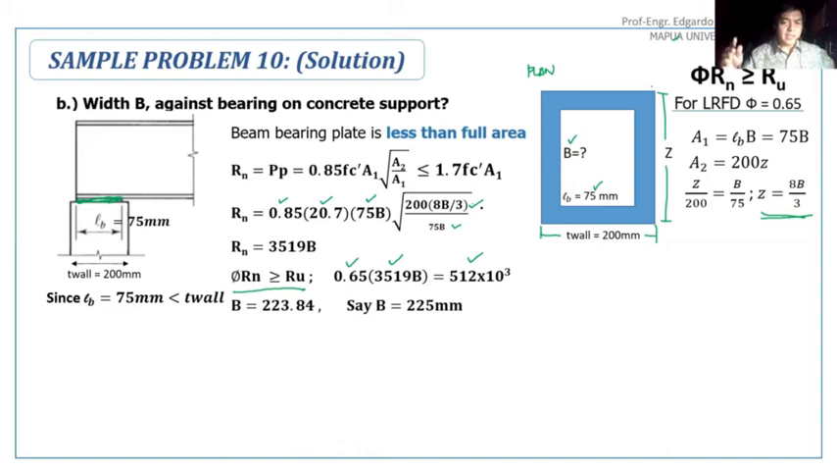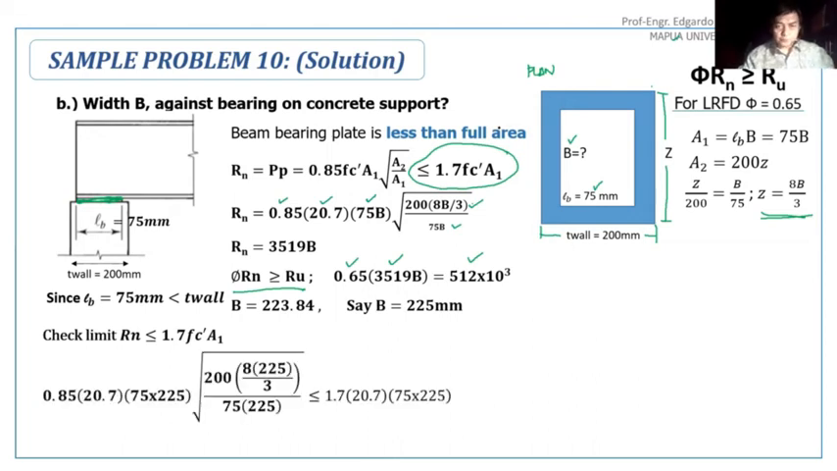223.84. Let's say we round it up to multiples of 25. So we will get 225. So that's the width, 225. Now, before we accept 225, we need to validate this condition. We have to check whether it is less than 1.7 FC prime A1. So we check the limit of Rn. Our Rn, back substituting the value of B, which is 225, we check whether it is less than 1.7 FC prime A1.